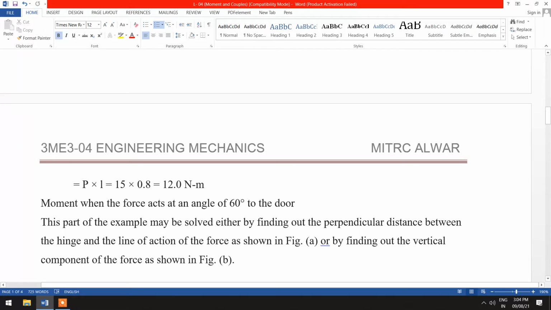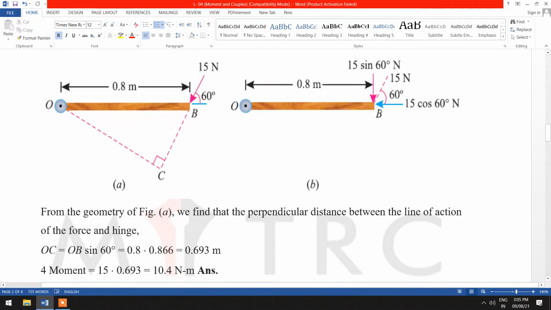Now in the second case, if the force is acting at an angle of 60 degrees, then at this end when the force is applied, we will resolve it into two components. After resolving, the horizontal component of the force will be 15 cos 60 degrees, and the vertical component will be 15 sin 60 degrees.